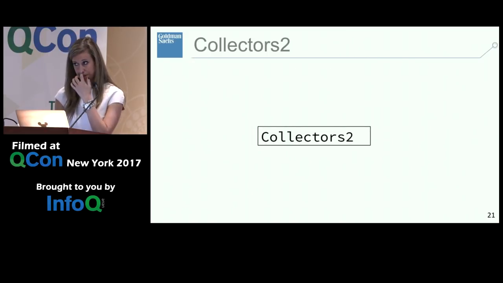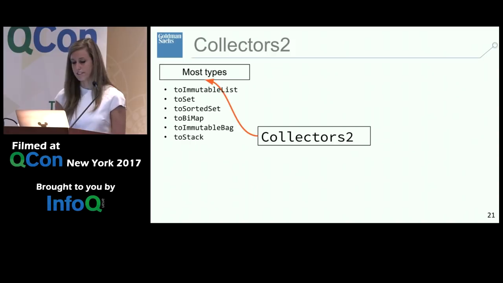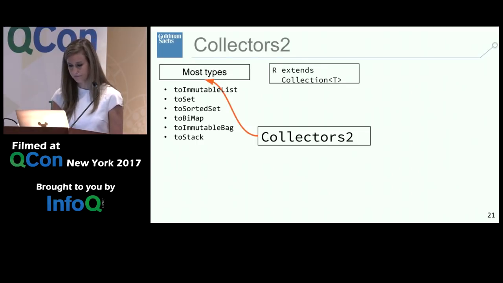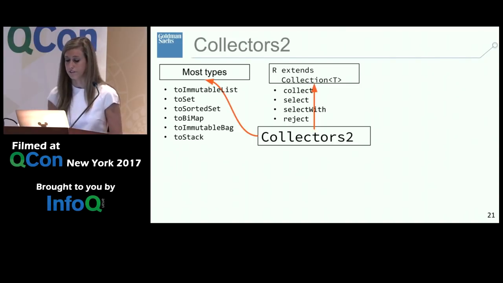This is a diagram that scratches the surface of a lot of the main types of Collectors2 APIs that you can use. We have most types. You saw things like toImmutableSet. We have things like toImmutableList, toSet, toSortedSet, and so on. All things that currently are not exactly in the JDK, but we have bimaps, bags, etc. You can do things like collect, select, reject, things that are similar in the JDK, but if you want to use those types, you certainly can.